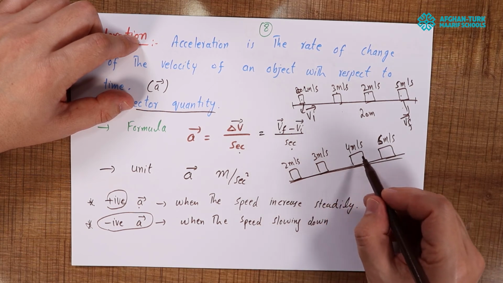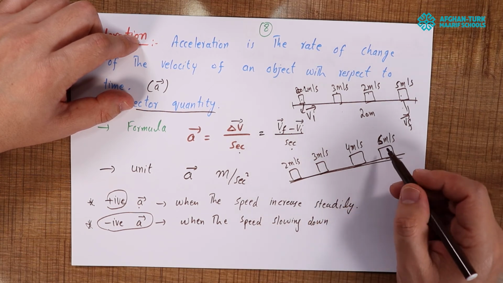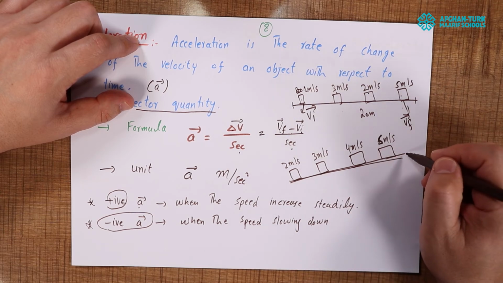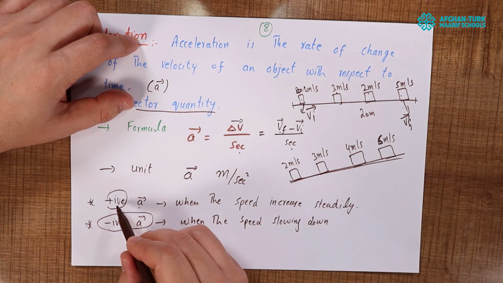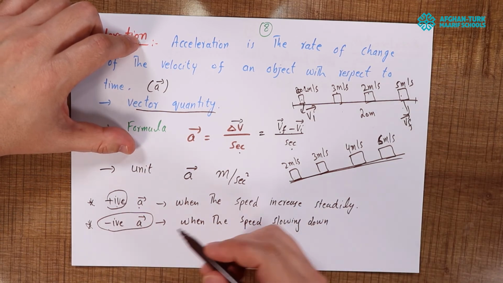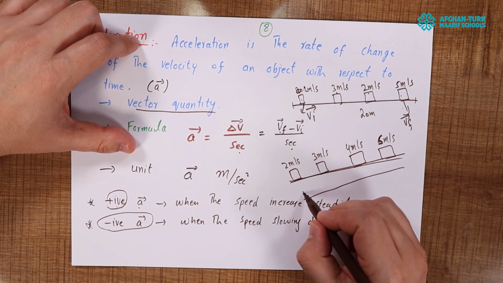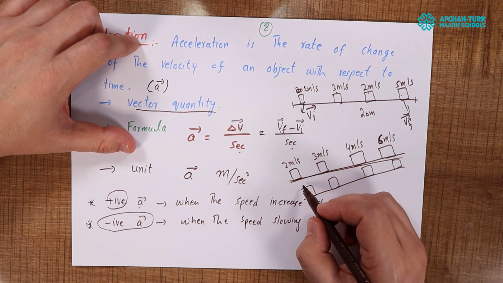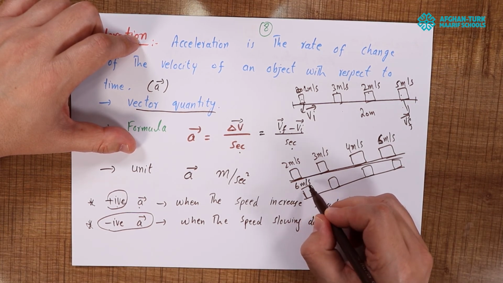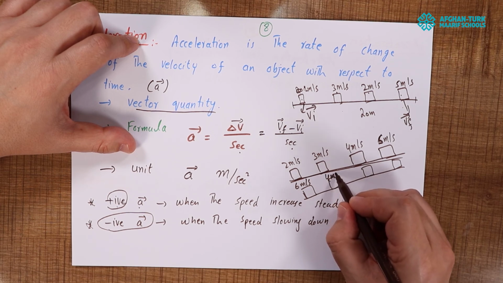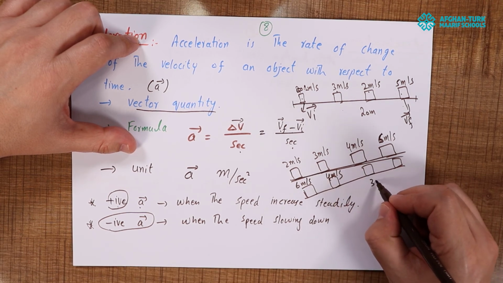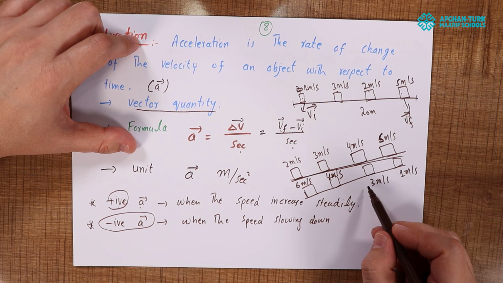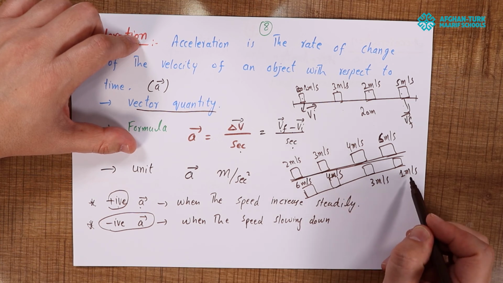Like at every point, in every second your velocity increases, or your body is speeding up, or the object is speeding up. So we can say this is called positive acceleration. Now what is negative acceleration? Negative acceleration is the same, but when the speed is slowing down. For example, here is 6 meters per second, here is 4 meters per second, at this point the speed is 3 meters per second, and at this point the speed is 1 meter per second. Steadily the speed, or the velocity, decreases.